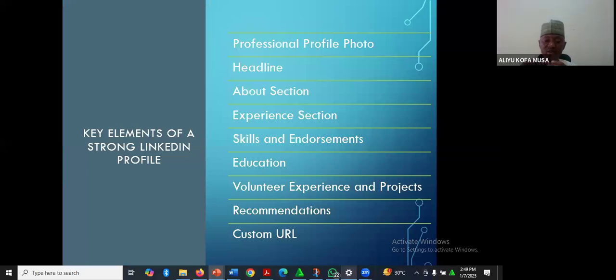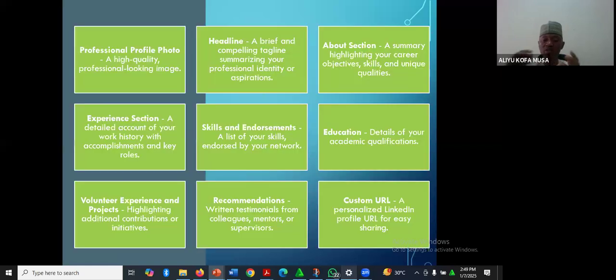What are the key elements of a strong LinkedIn profile? One, professional profile photo. Headline, about section, experience section, skills and endorsements, education, volunteer experience and projects, recommendations, custom URL. Let us see what all these are.